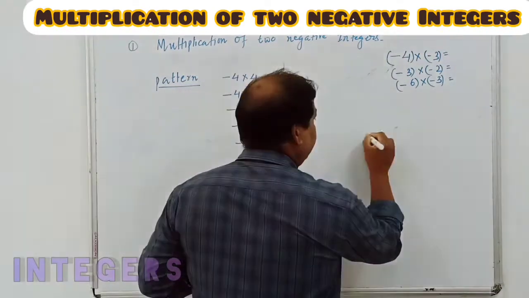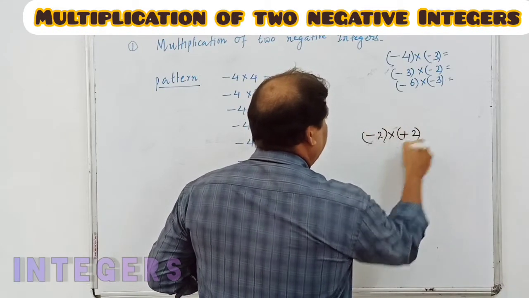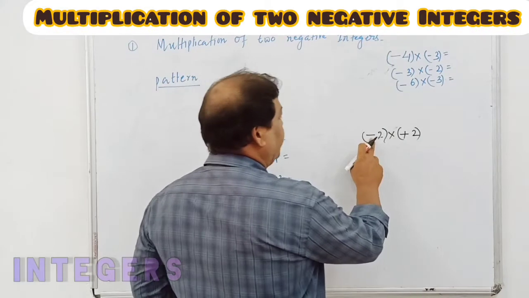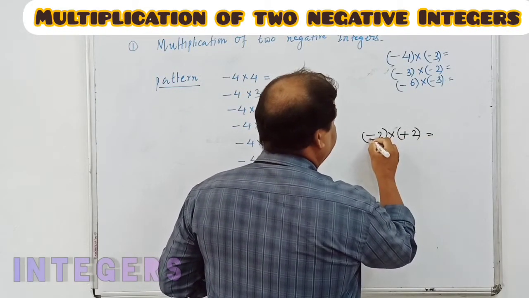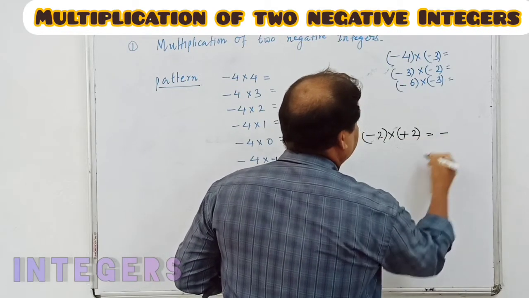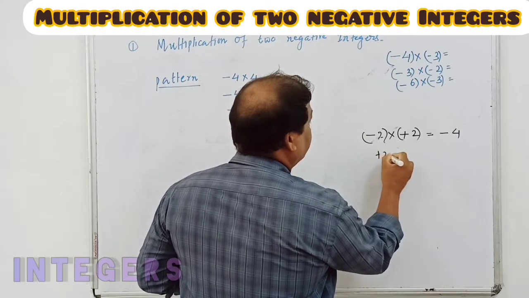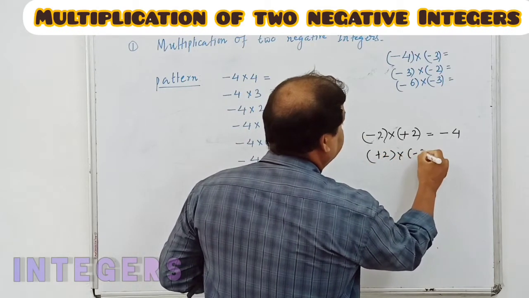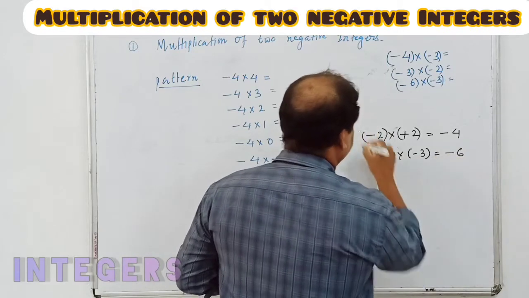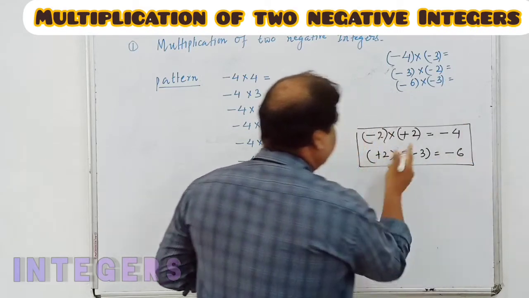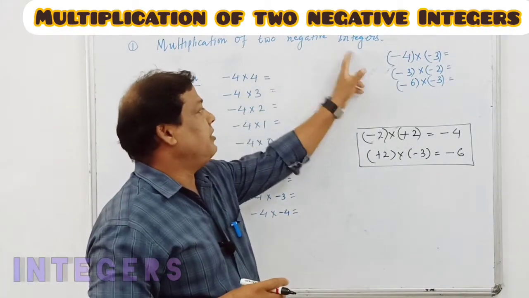Like in the previous section, we did the multiplication of a negative integer and a positive integer. Minus 2 times 4 comes with a negative sign, minus 8, and 2 times minus 3 gives minus 6. So we already did this in earlier classes. Now we will see two negative integers.